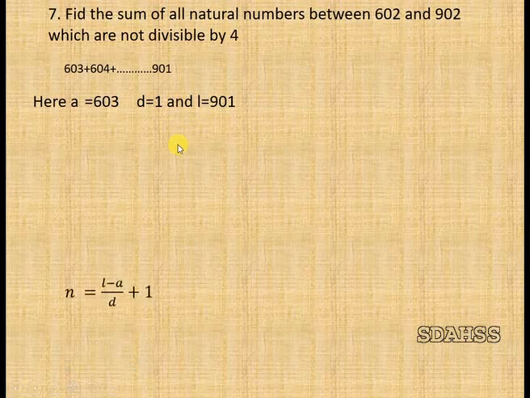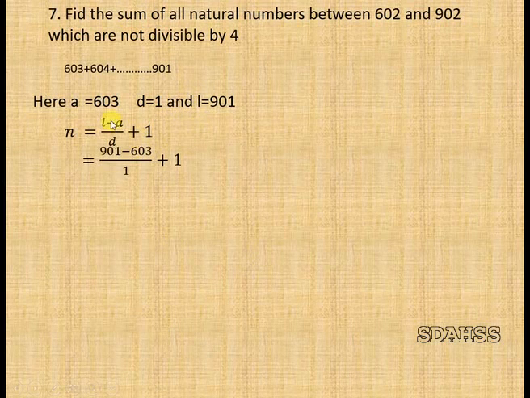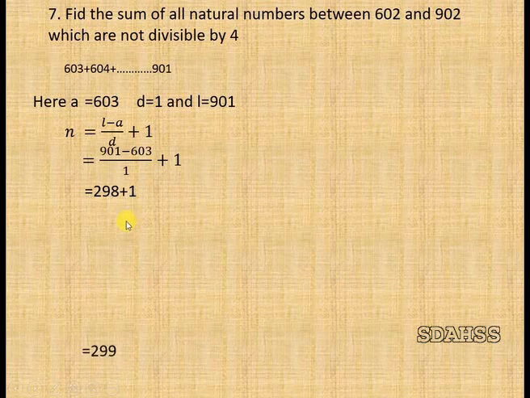Then we want to find the number of terms. So the formula to find the number of terms is n is equal to L minus A by D plus 1. Substitute all the values in the formula. So you have n is equal to 901 minus 603 divided by 1 plus 1. 901 minus 603, 298. 298 divided by 1, 298 plus 1, 299. So n is equal to 299.